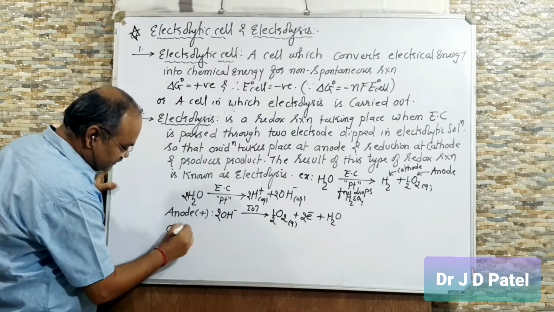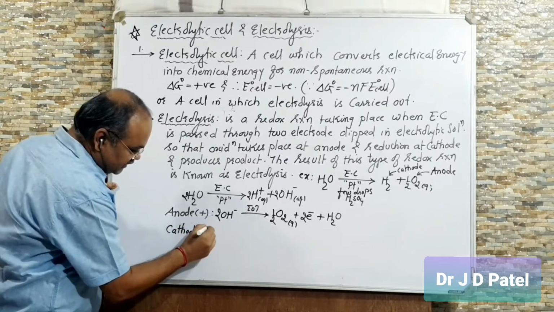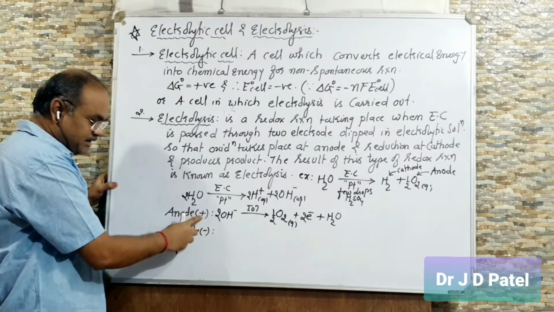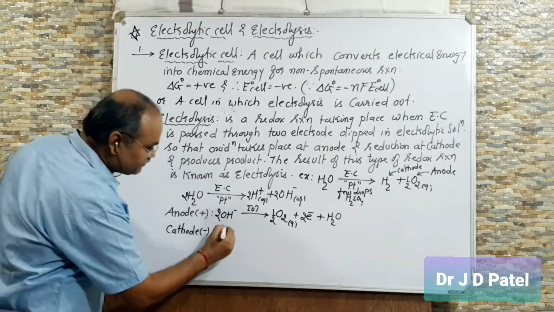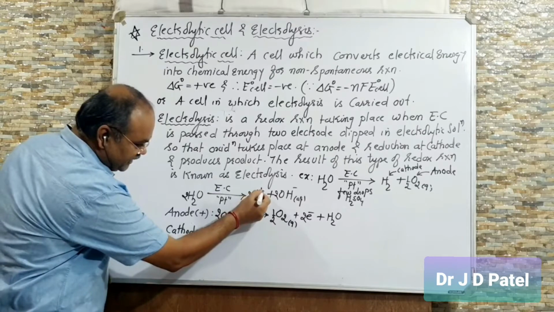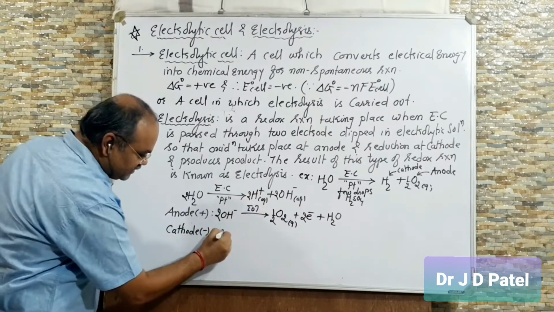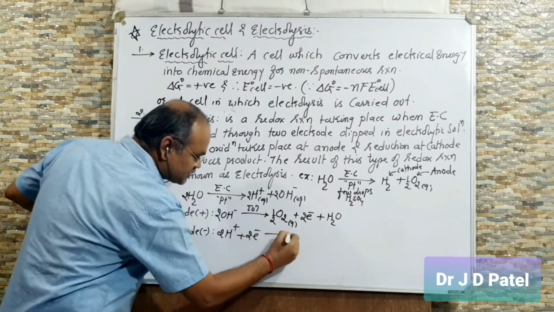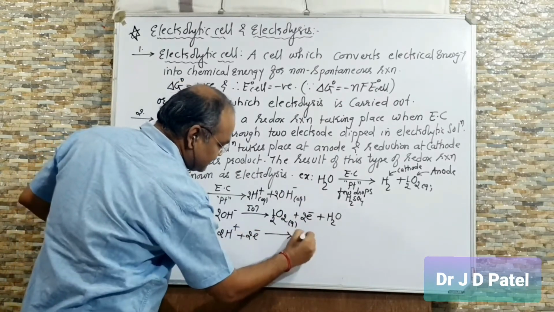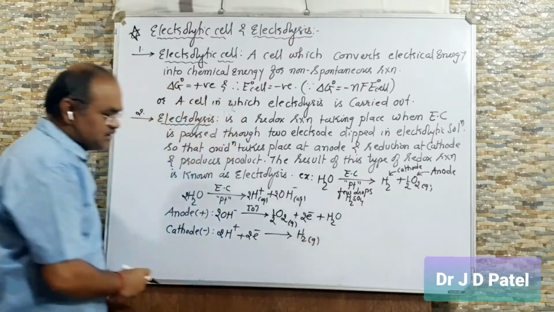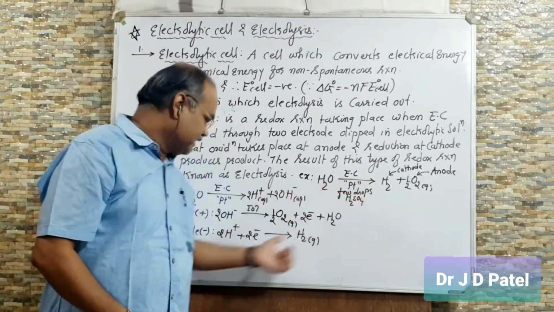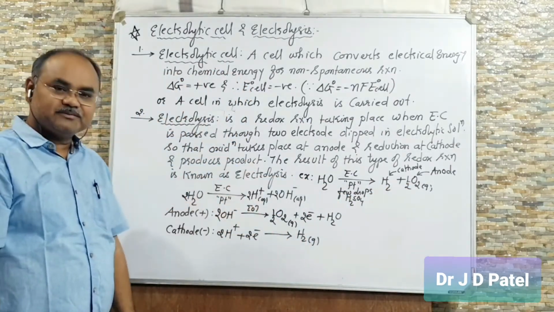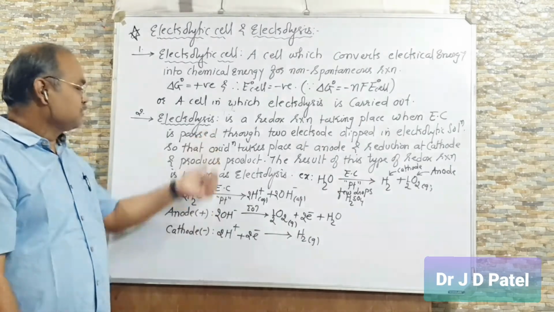At the cathode, the cathode is negative in an electrolytic cell. See, in an electrochemical cell, the anode was negative and the cathode was positive. Now it is reverse. As it is the negative electrode, H plus will be attracted here, and 2H plus takes 2 electron and undergoes reduction, and we get H2 gas. So in this way, you get H2 gas at the cathode and O2 gas at the anode by the electrolysis of water. This is called electrolysis.